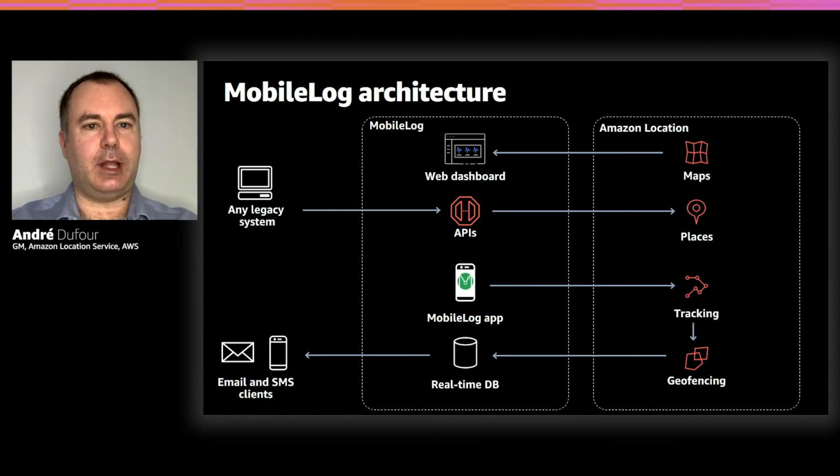Now, the heart of this whole application is the Mobilelog driver app, which is emitting real-time location updates into Amazon Location Service's tracking system. These are assessed against geofences, and when a driver arrives at or leaves a location of interest, this information is sent to Mobilelog's real-time database and can then be pushed onwards to customers in the form of notifications, either SMS or email.